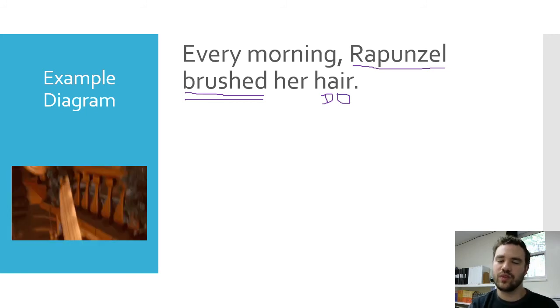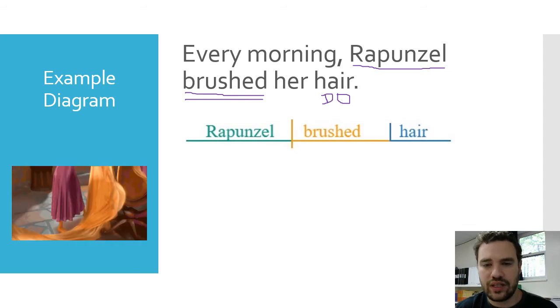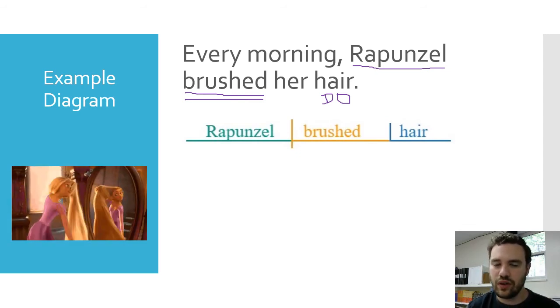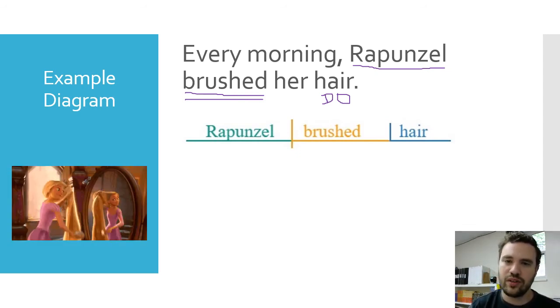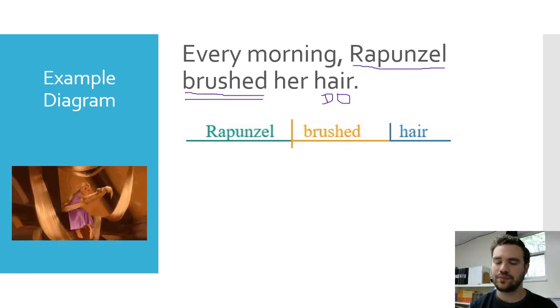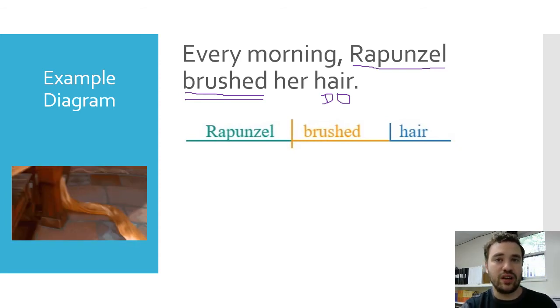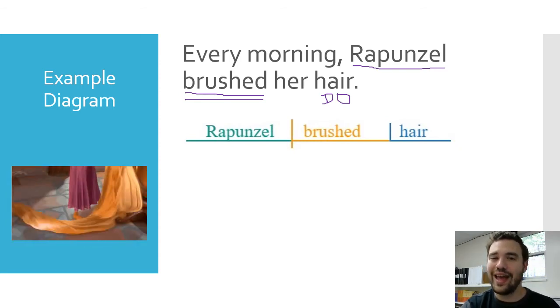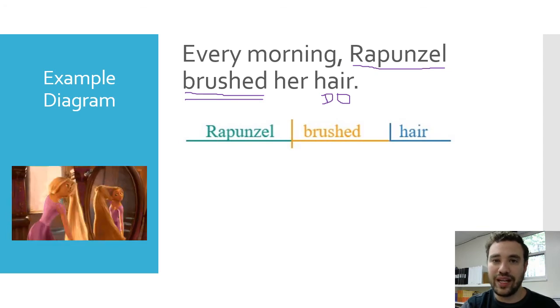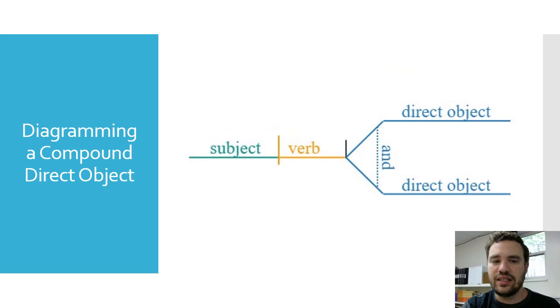All right, so pretty simple. And the diagram is also going to be pretty simple. Rapunzel, vertical line cutting through, brushed, vertical line that stops, hair. All right, all on a horizontal line. Great. Now, it is possible, like with a subject and a verb, to have a compound direct object, meaning to have two direct objects. So let's look at how you would diagram a compound direct object.